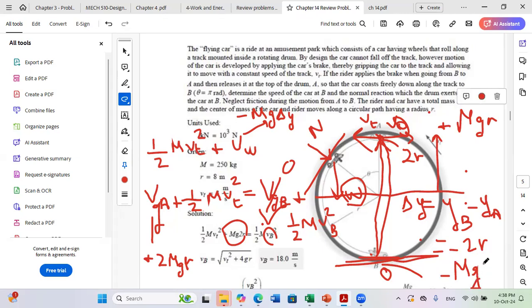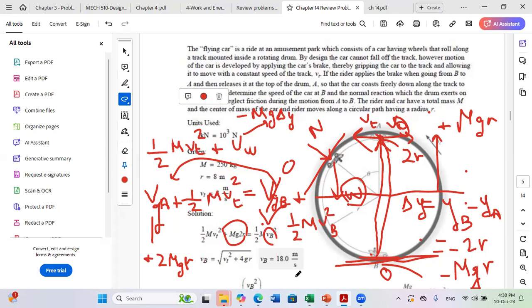Okay. And in both cases, if you take this term to the other side, you will get again plus 2 mgr. So it doesn't matter where you take your reference, because delta V will remain the same. So of course, nothing will change in the value of V final.